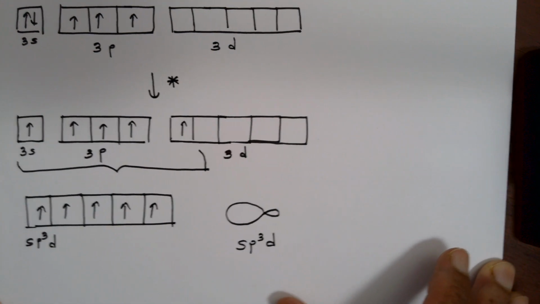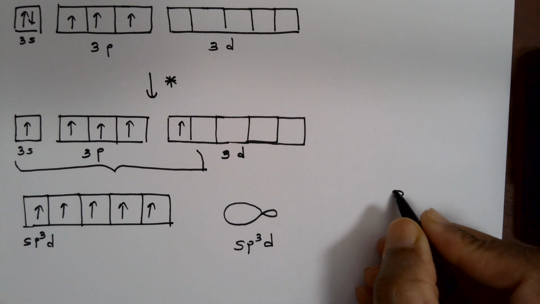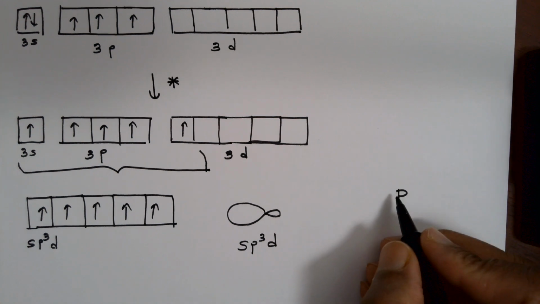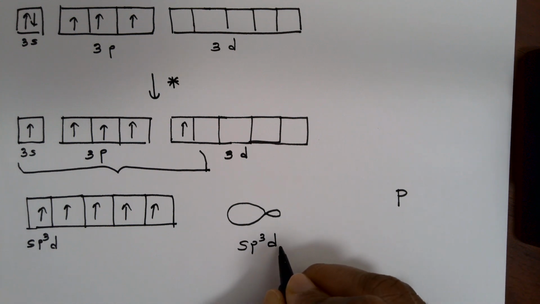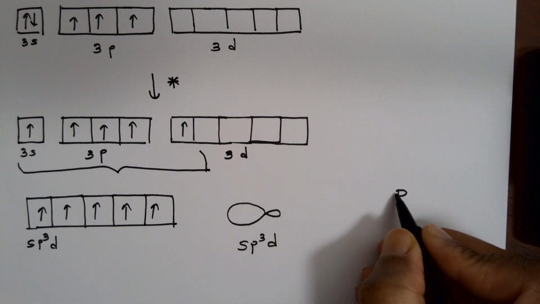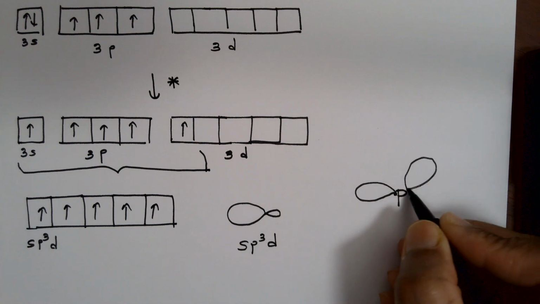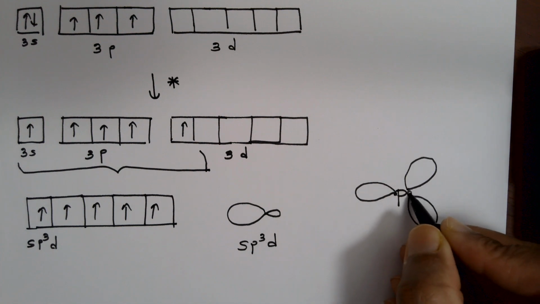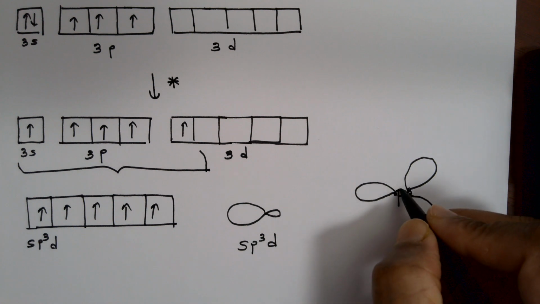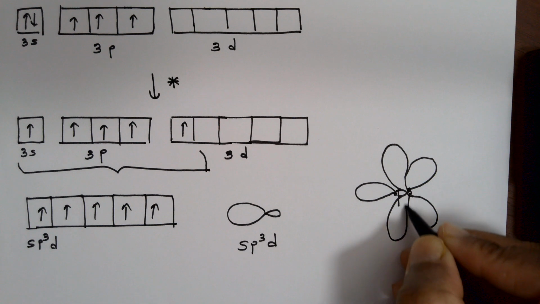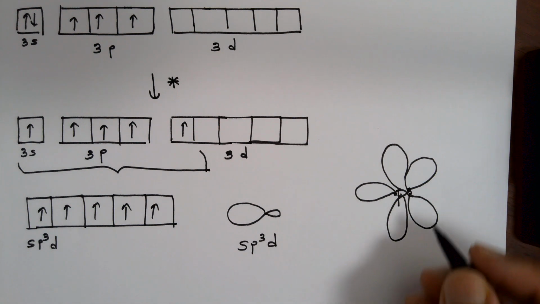Now let's see the molecular structure. Phosphorus is our central atom. There are 5 sp3d hybridized orbitals: one hybridized orbital, the other one, and the other one, and for the axial positions, the top hybridized orbital. This is what the 5 hybridized orbitals look like.